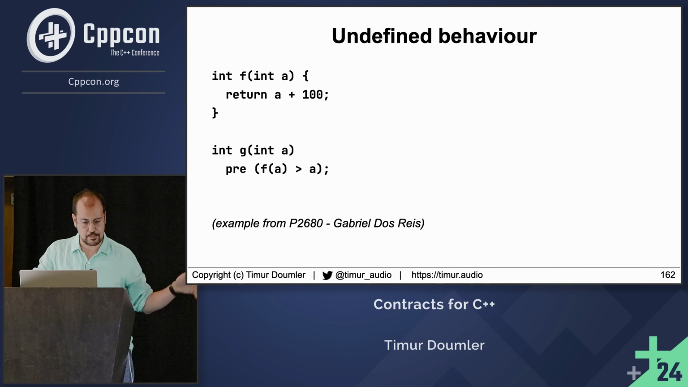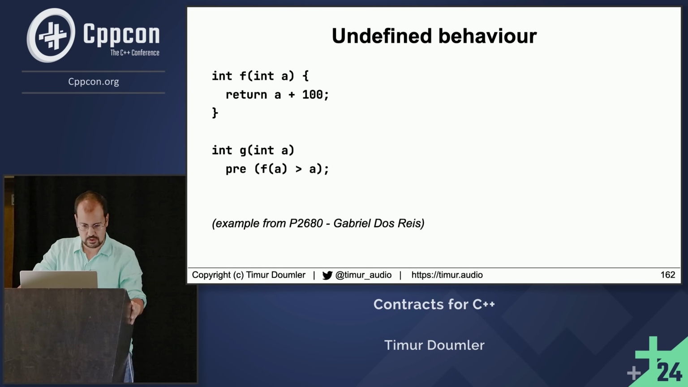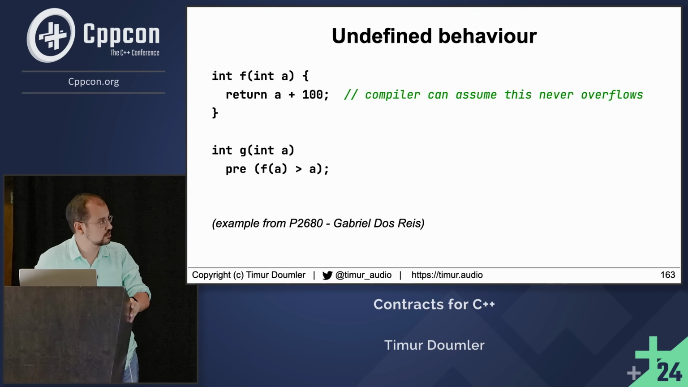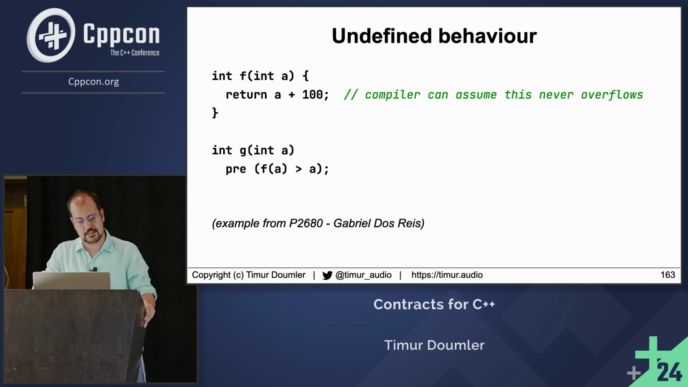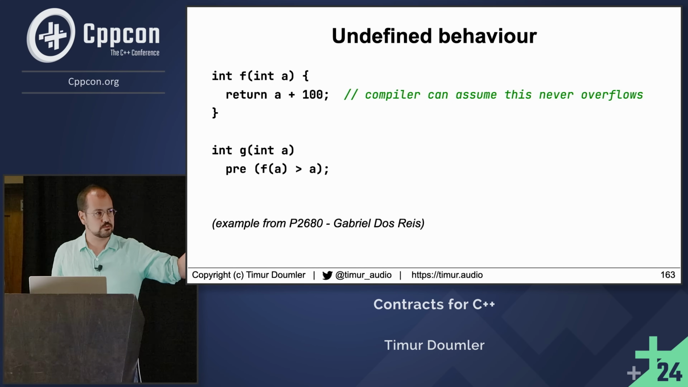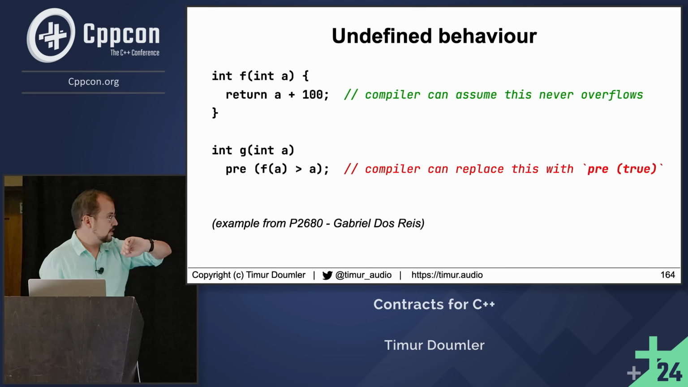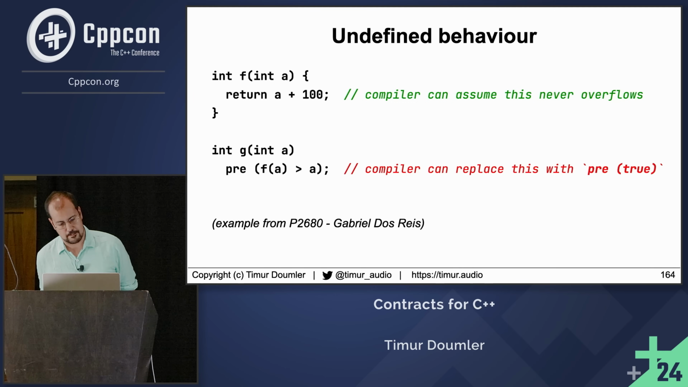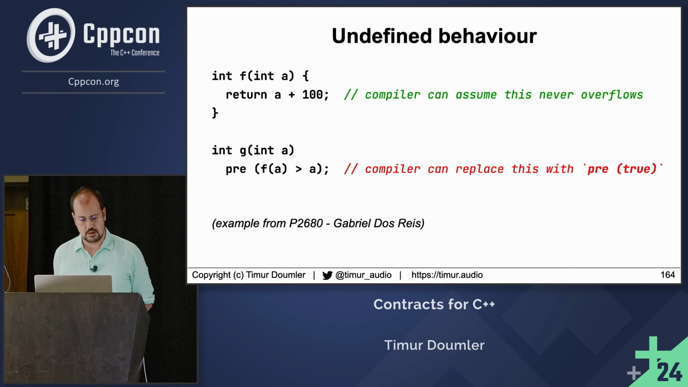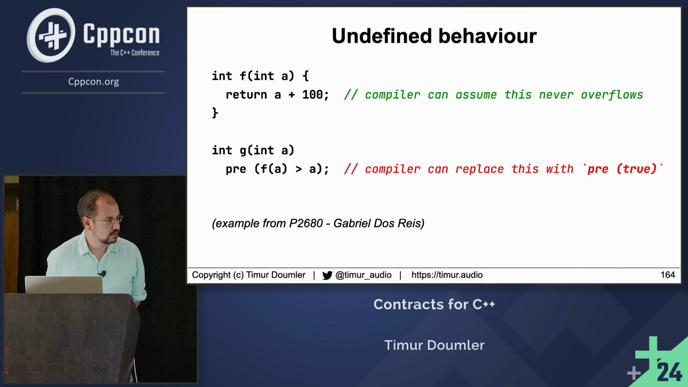An example here from a paper by Gabriel Dos Reis is you have a function that adds two integers, okay? And the compiler can assume that this never overflows because this would be undefined behavior. This is how undefined behavior works. You can assume it never happens. And then it turns out that f will always return true, right? So the compiler will replace f with true and basically then replace the entire thing with pre(true) and just compile out the entire contract assertion, even if it's enforced. So that's a bit scary, right?